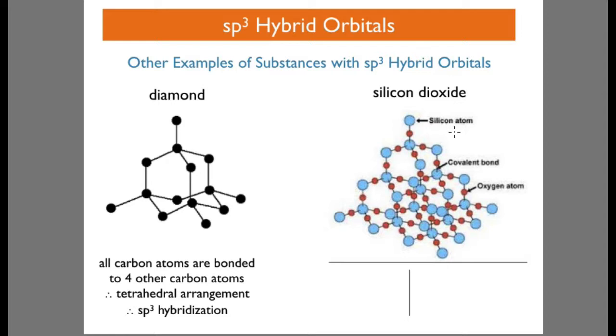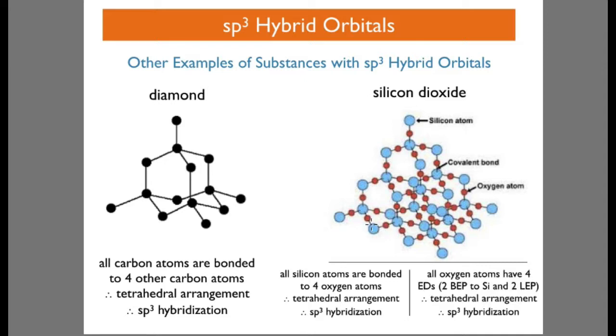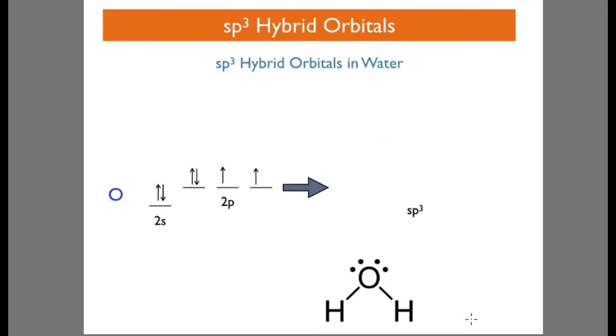And silicon dioxide here. All silicon atoms are bonded to 4 oxygen atoms, and you can see this blue silicon atom here is bonded to 1, 2, 3, 4 oxygen atoms. Therefore, tetrahedral arrangement, therefore sp3 hybridisation. All oxygen atoms have 4 electron domains as well. They've got 2 bonding electron pairs to silicon. You can see this oxygen here is bonded to 1, 2 silicons. And it's got 2 lone electron pairs, which gives it a tetrahedral arrangement and sp3 hybridisation.